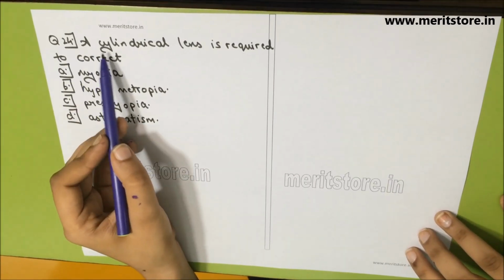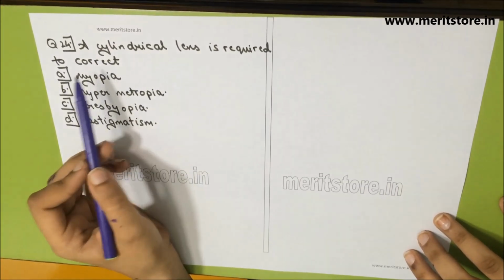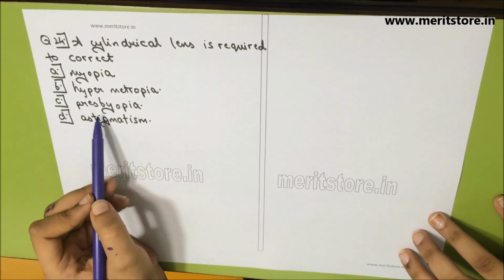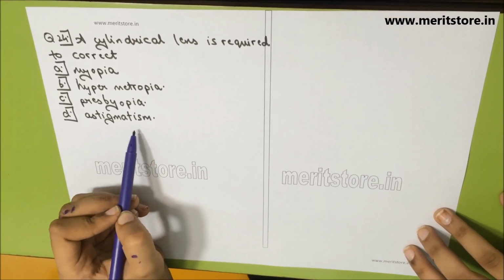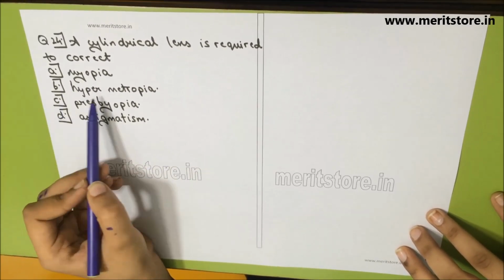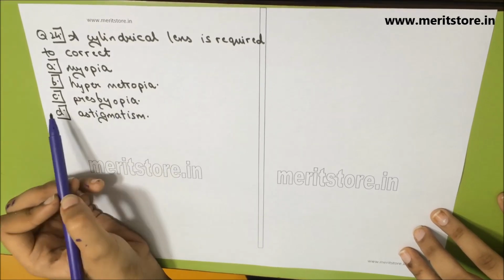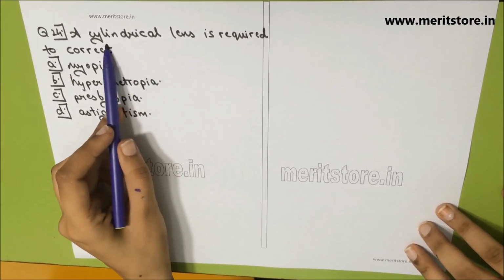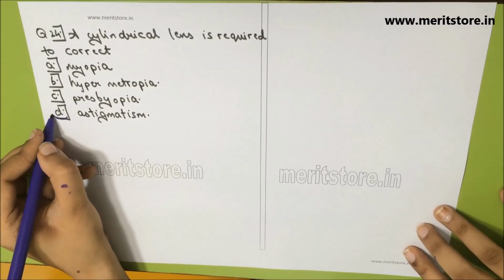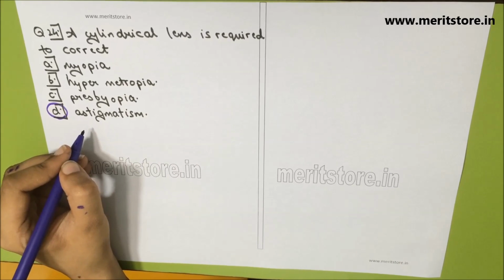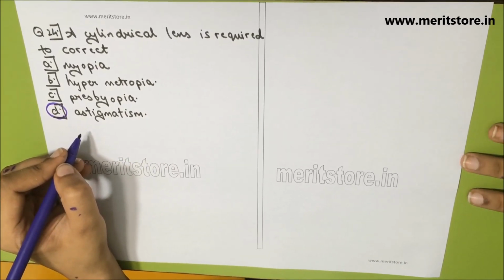Question 24. A cylindrical lens is required to correct A. Myopia, B. Hypermetropia, C. Presbyopia, D. Astigmatism. For myopia, we use a concave lens. For hypermetropia, a convex lens is used. For presbyopia, a bifocal lens is used. But a cylindrical lens is used for astigmatism. Astigmatism is a state in which there is imperfection in the curvature of the eyes.